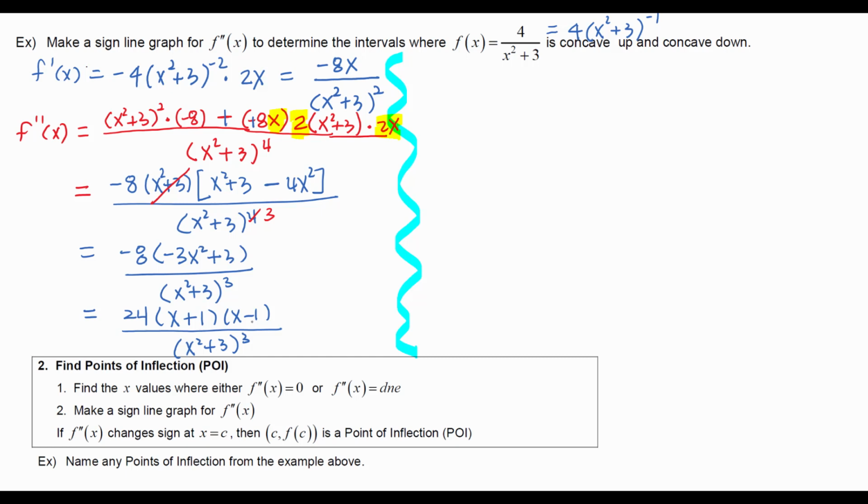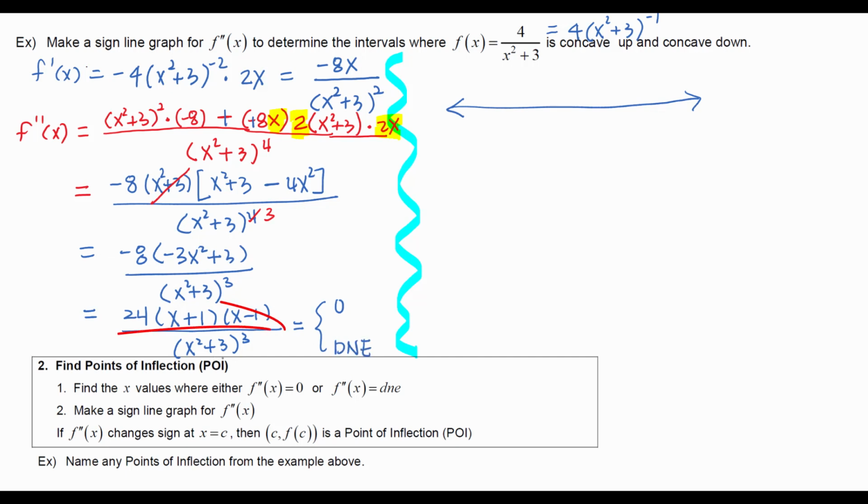Since f double prime is positive, it is concave up, and where f double prime is negative, it is concave down. It is very helpful to draw a number line and locate all the critical numbers of f prime. So critical numbers of f prime are any numbers that make f double prime equal 0, or f double prime does not exist, but f exists.